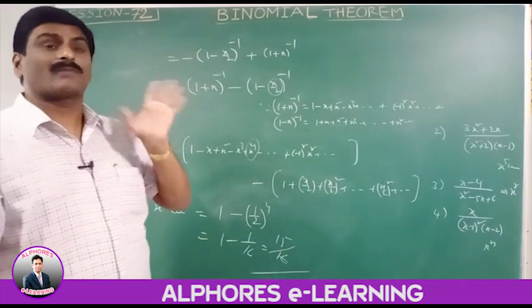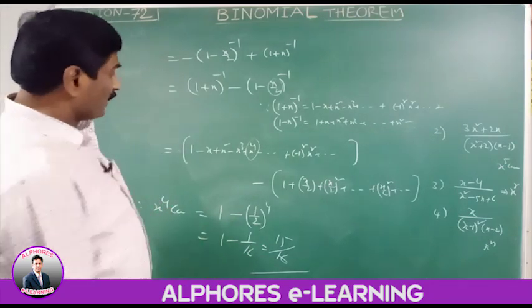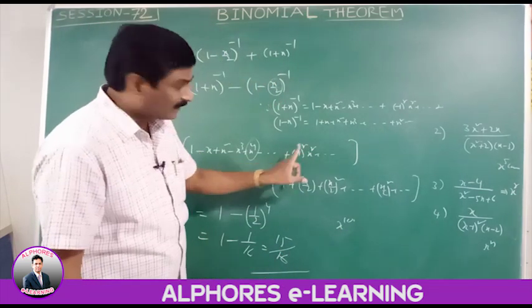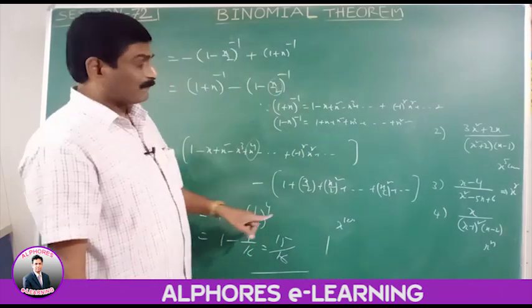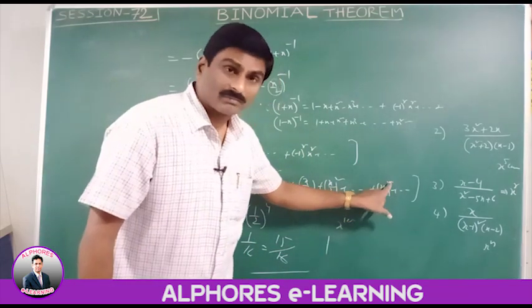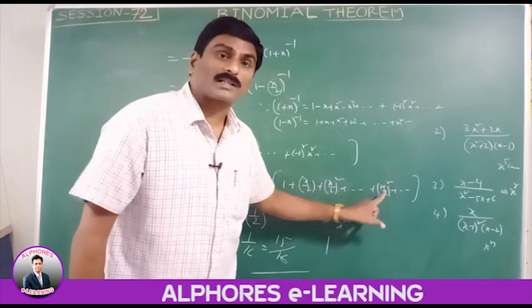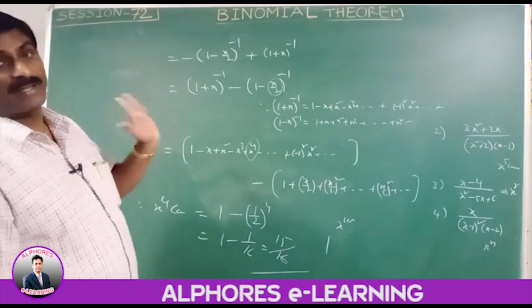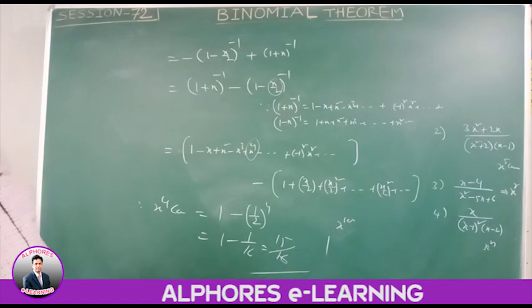Suppose we find the coefficient of x power 100. What is the coefficient of x power 100? For getting 100, put r equal to 100. That means the coefficient is minus 1 whole power 100, that means 1. Here for getting the x power 100 coefficient, r is equal to 100. That means (x by 2) whole power 100. What is the coefficient? 1 by 2 whole power 100. Please observe this value. Very, very important. Note this value.